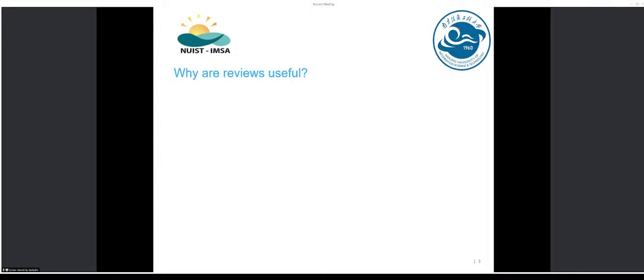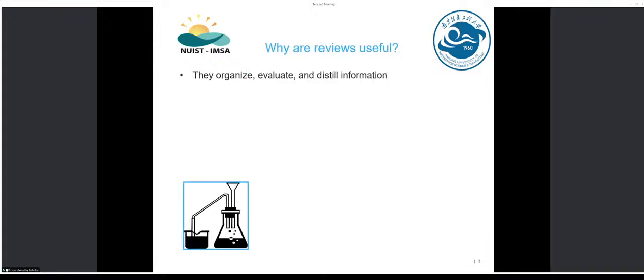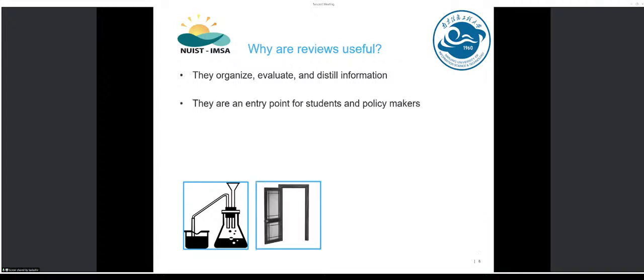Now, why are reviews useful? Reviews are useful because they organize, evaluate, and distill the information. The second point is they are the entry point for students and policymakers. If you are going to do research, you go through many review papers and you write a review paper. So it is like the basic entry point for your research.